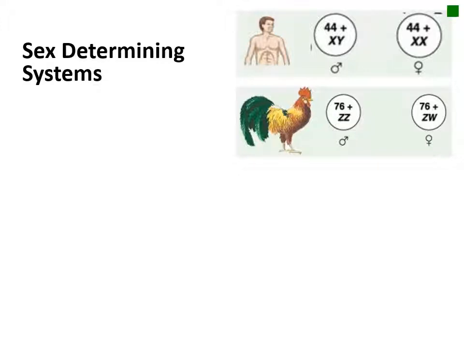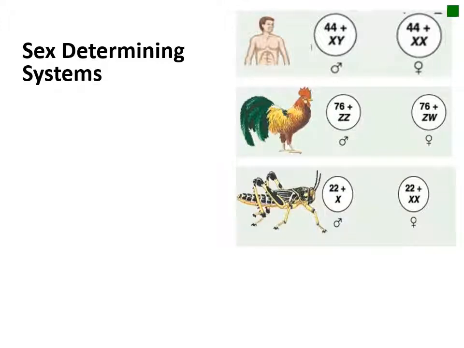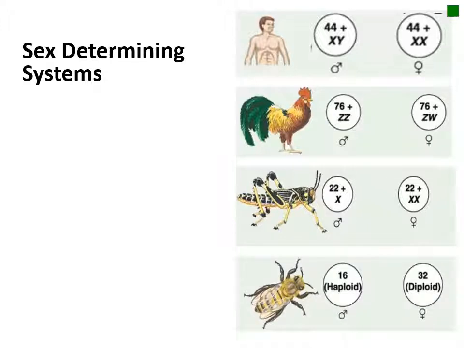Others, such as insects, have an X chromosome but no Y. The presence of one X determines male, while two X's are female. Some organisms have no sex chromosomes at all. For example, in bees, haploid cells develop as males and diploid cells as females. In others, such as some reptiles, sex is determined by the temperature that the eggs are hatched at.